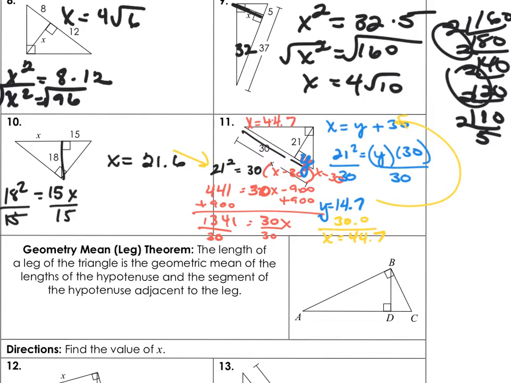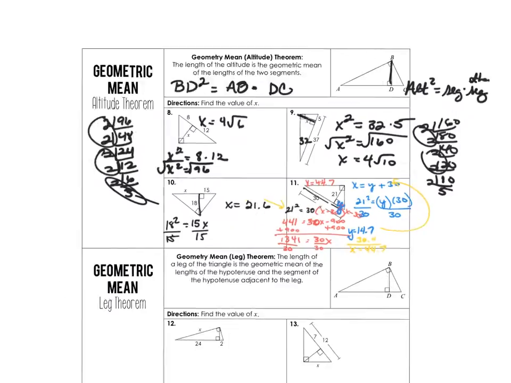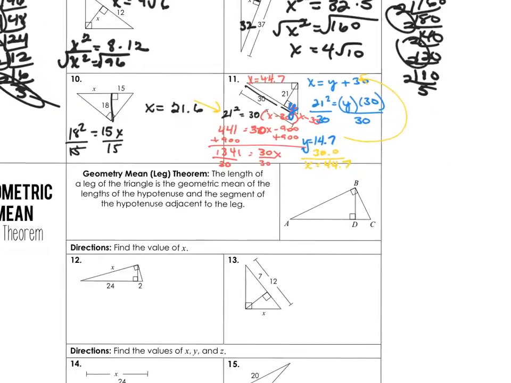Okay, the next one is focused on the legs. So let's just kind of label our triangle again. We kind of review this. This is a leg, this is a leg, this is the altitude. These are segments of the hypotenuse. And then we have our whole hypotenuse. So those are our pieces.